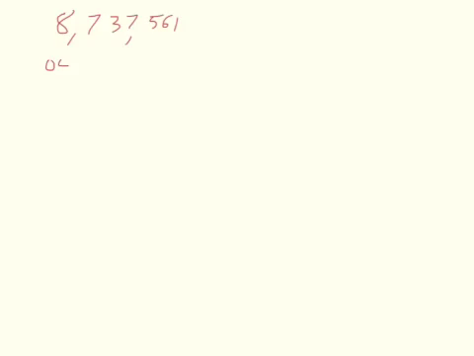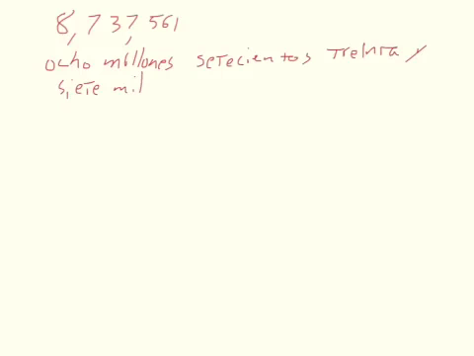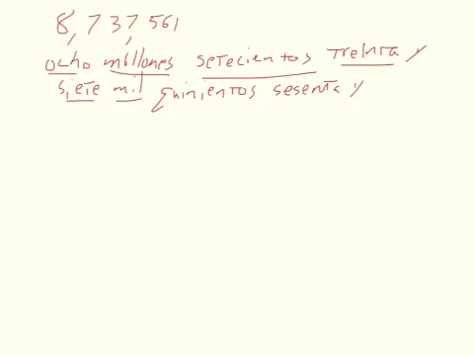So 8 million, it's going to be 8 millones. Millón has an accent, but when you make it millones, you take off that accent. So 8 millones, 737,000. So right now we have 8,737,000. 500 sesenta y uno. So 8,737,561.